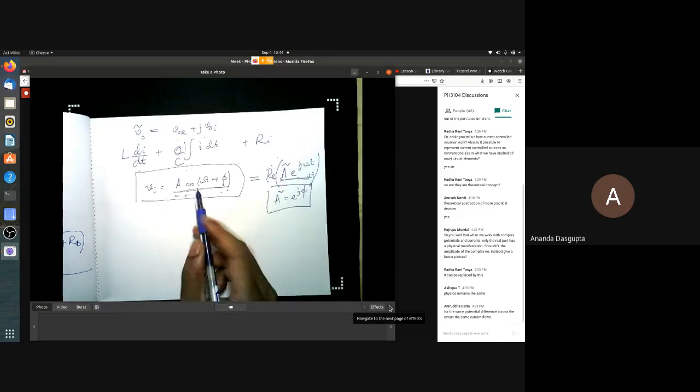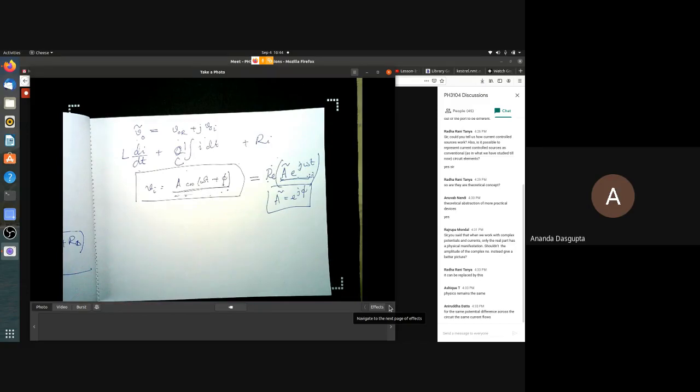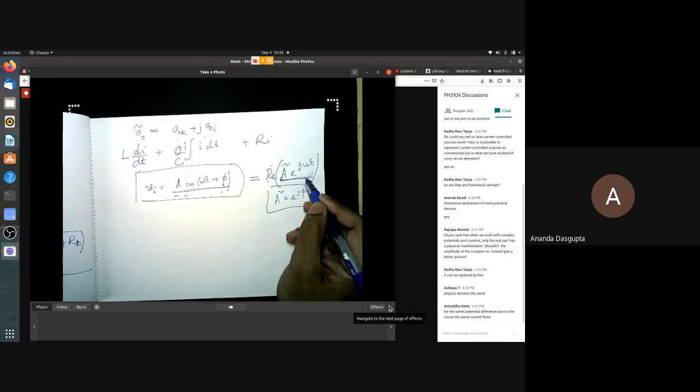You could perfectly well work throughout with cosine omega t plus phi, solve the differential equations that come and so on. You could do that, except that it would be much more difficult to do mathematically. Exponentials are much easier to handle in a scenario where there are derivatives. And that's the only reason why you like using this.